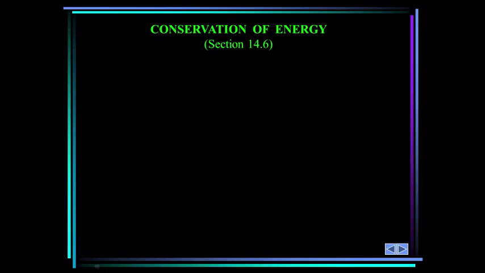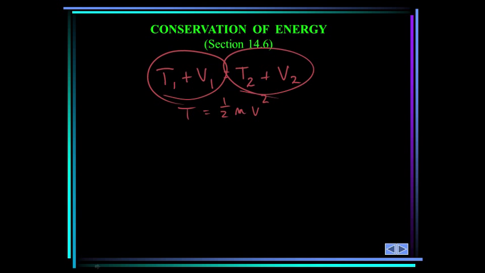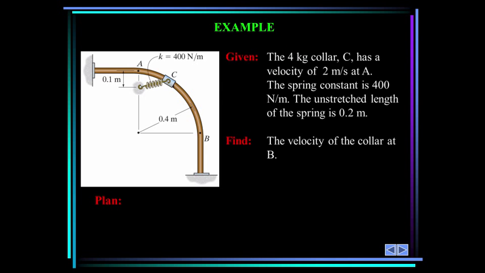So in other words, we have the kinetic energy at point 1 plus the potential energy at point 1. That has to equal the kinetic energy at point 2 plus the potential energy at point 2. Remember, the kinetic energy is 1/2 the mass times the velocity squared. So this principle is called the conservation of energy. The energy in state 1 is equal to the energy in state 2. So let's do some examples.